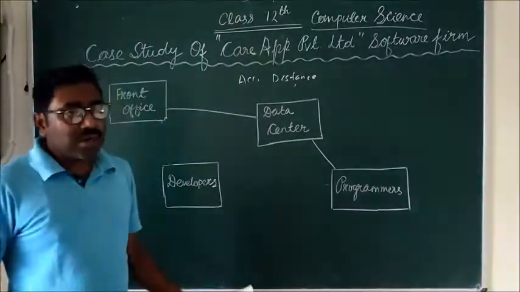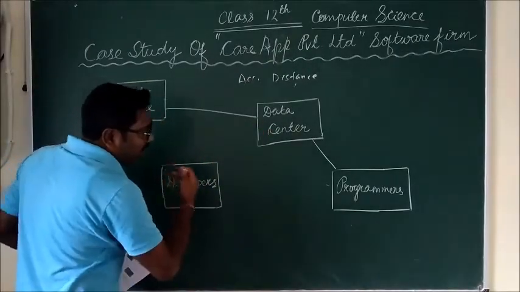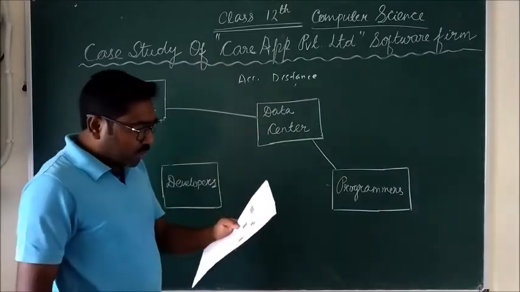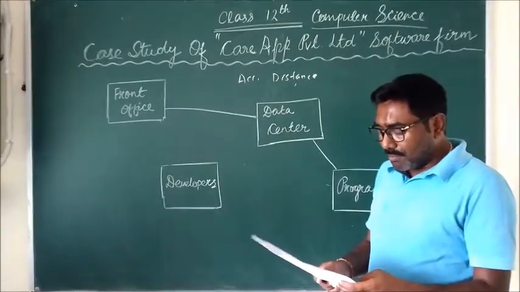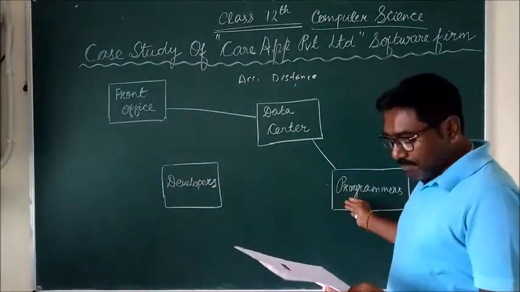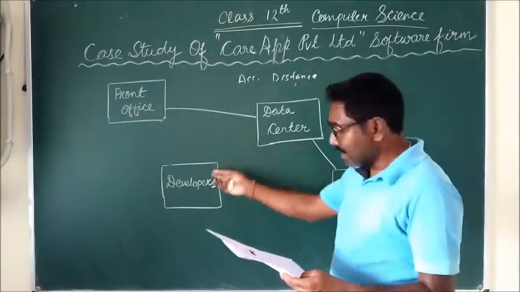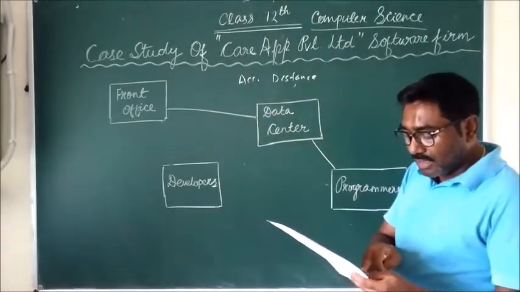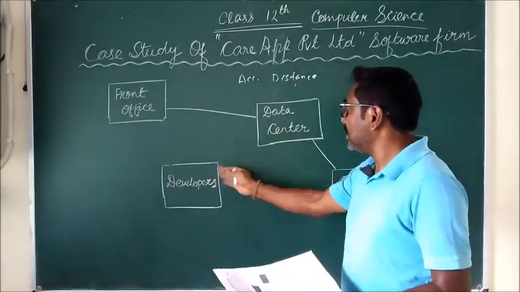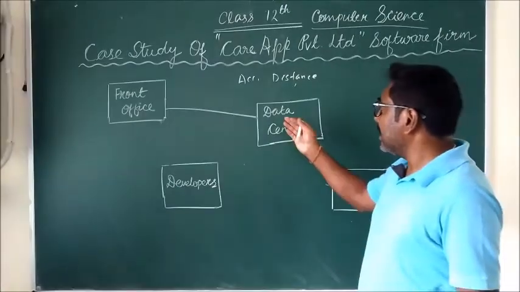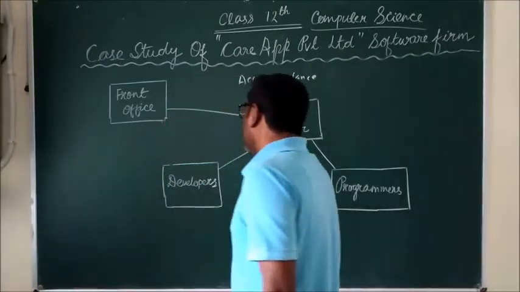Now let's see which is the minimum distance, whether it is front office to developer, data center to developer or programmer to developer. Developers to programmer is 100 meters. Then from data center to developer is 65 meters, and front office to developer is 70 meters. So the minimum distance is 65 meters, between the data center and the developer. So connect this data center to the developer.